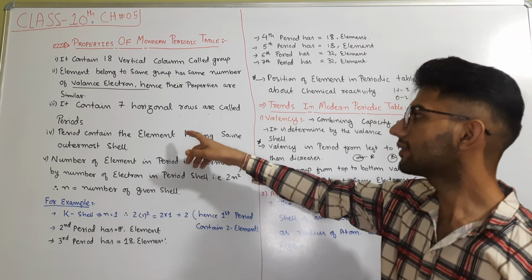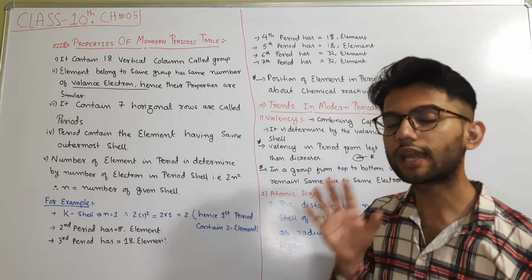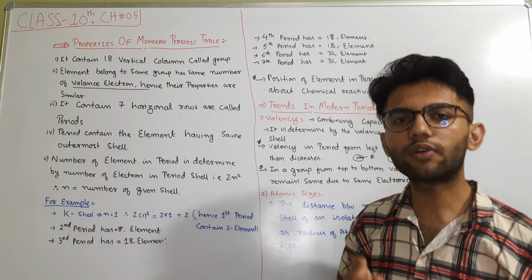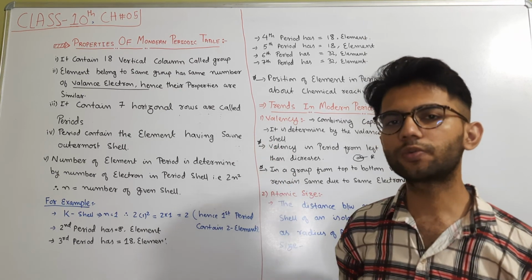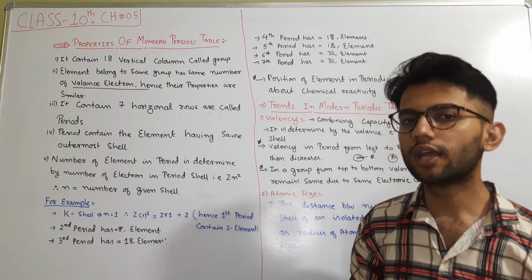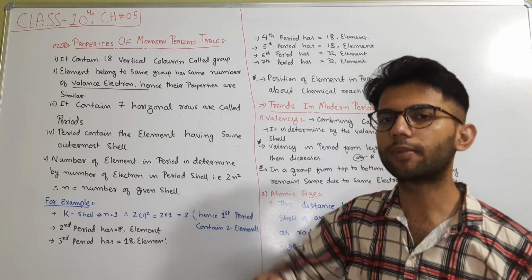Now another thing is that the 7 horizontal rows are known as periods, and the 18 vertical columns are known as groups. The numbering starts from 1 and ends at 18. And there are 7 horizontal rows in the modern periodic table.